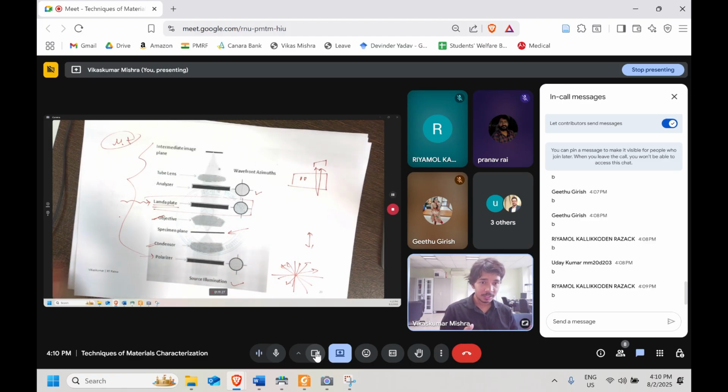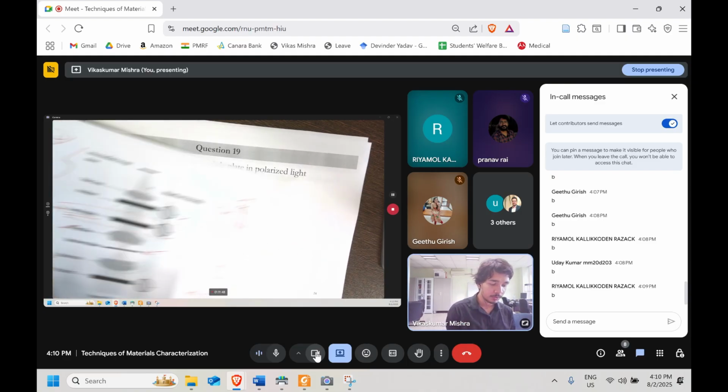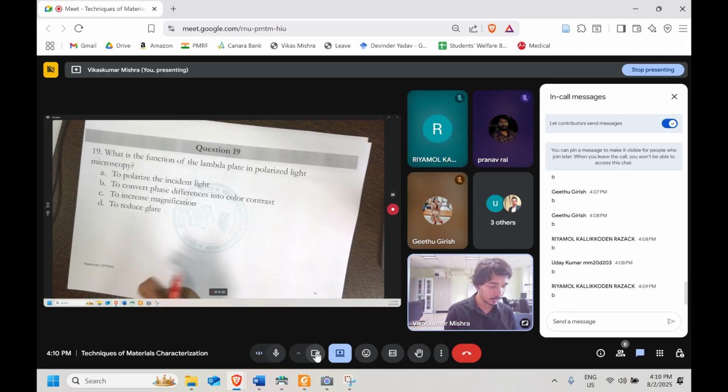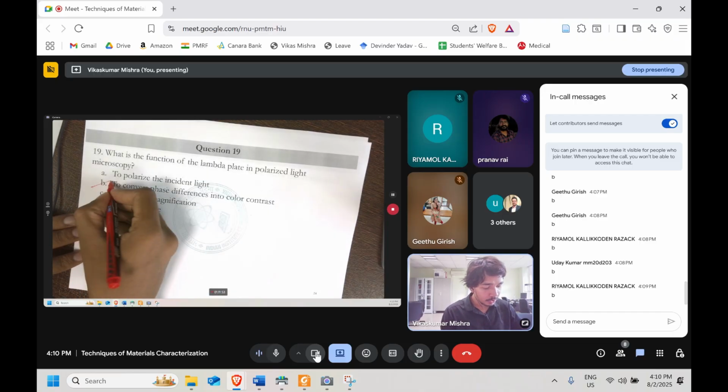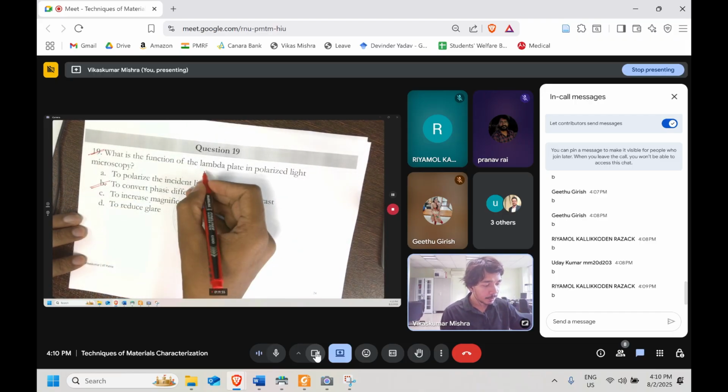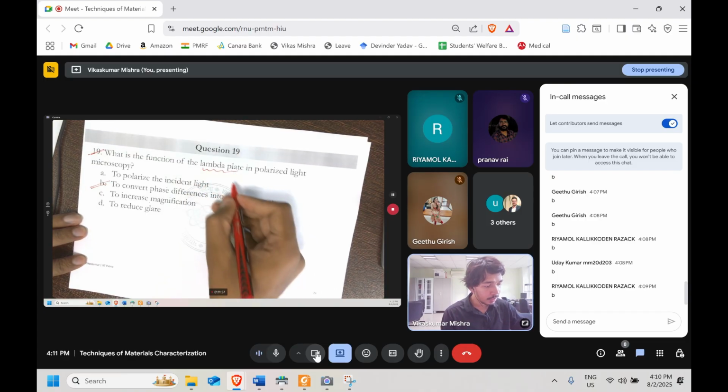But again, if they are very close to each other, then it will be very difficult for us to identify whether these two regions are two different grains or not. While if we add the color into them, it is quite easy, and quite pleasant for us to see the microstructure and to analyze it. So the right answer is option B. The entire purpose of the lambda plate is to add the color contrast to this.